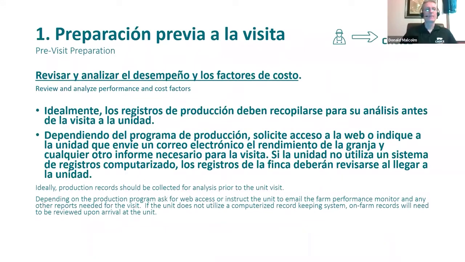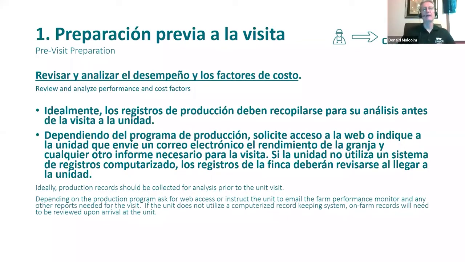Ideally, production records should be collected for analysis prior to the unit visit. It gives you the opportunity to study and analyze the data and gives you an idea of what to focus on prior to going to the farm. Depending on the production program, ask for web access or instruct the unit to email the farm performance monitor and any other reports needed for the visit.